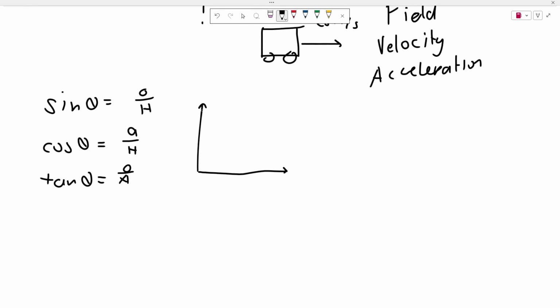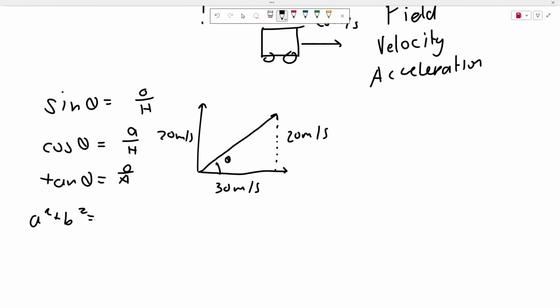Sometimes the physics Regents will give you a force diagram that looks something like this. You'll have an object that is launched with a vertical velocity of 20 meters per second and a horizontal velocity of 30 meters per second, and you want to figure out the resulting vector, like its direction. You can always move your vectors around. So you can move this 20 meters per second vector down here, and then solve for the resulting vector, either using a trig function if they give you an angle right here, or by doing a squared plus b squared is equal to c squared.